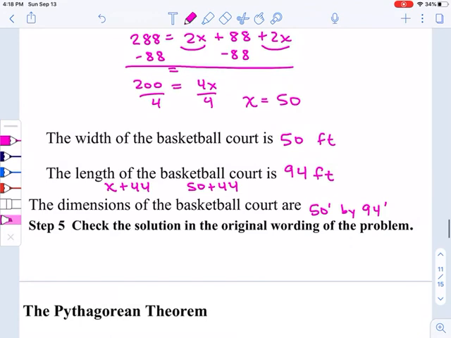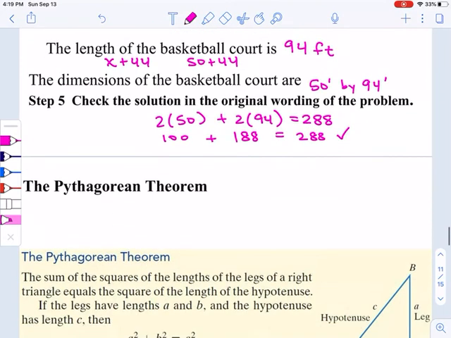And if we double check it, well, perimeter, we have 2 lengths and 2 widths, not necessarily in the same order, I just wrote them in, but 2 times the width plus 2 times the length then, is that going to end up giving us our 288 that we need? So 100 plus 2 times 94 is 188. Looks good to me.